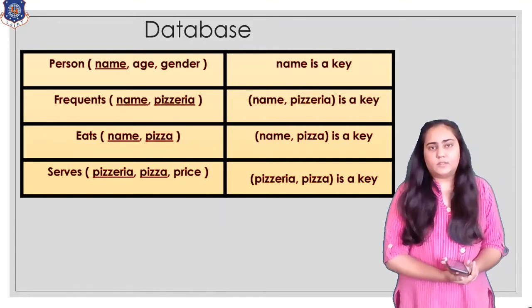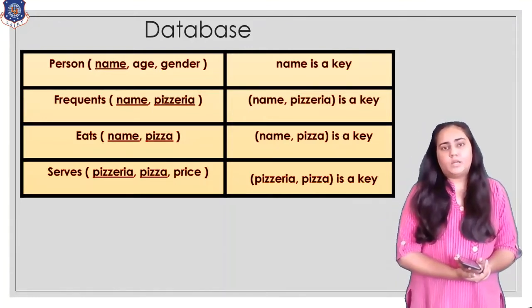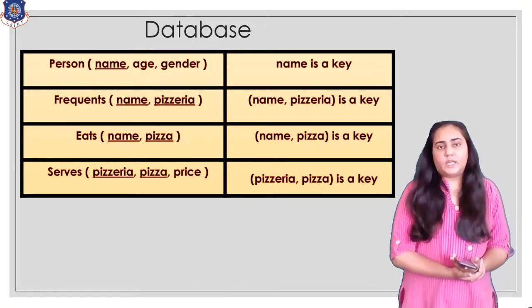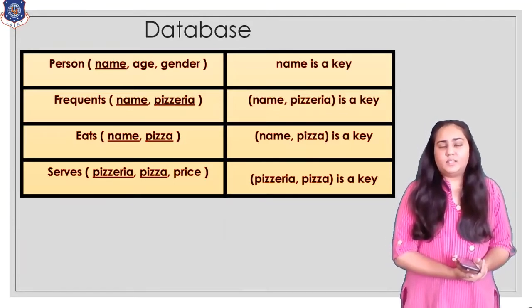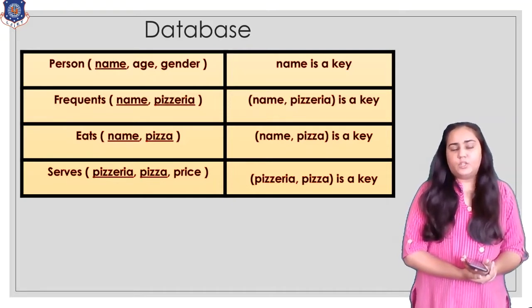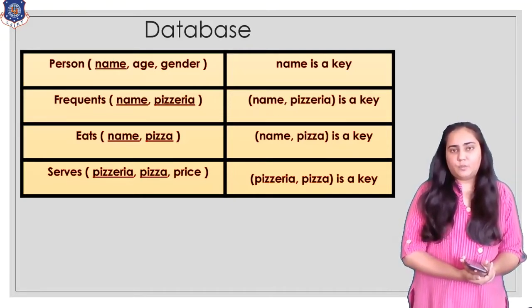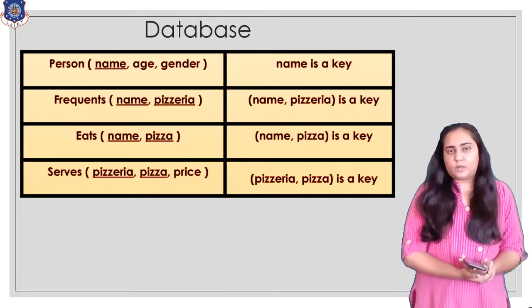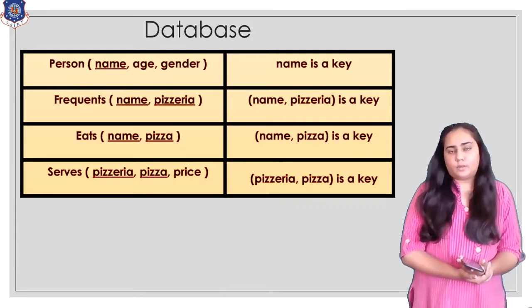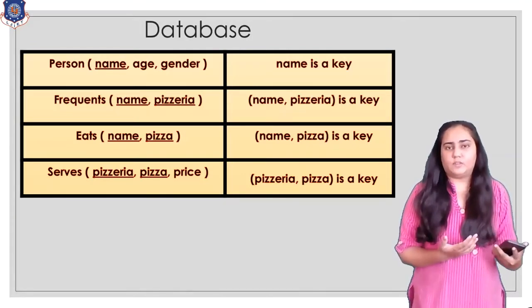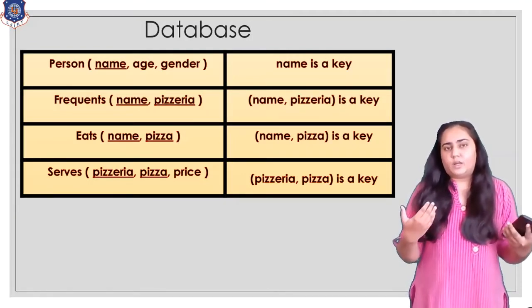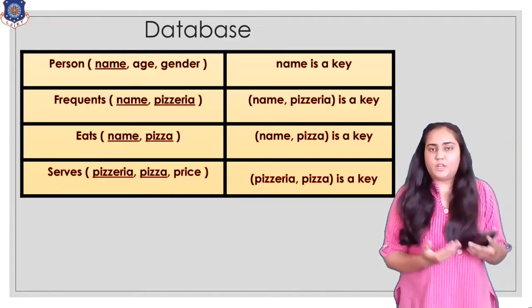This database consists of 4 tables. The first table is called person. It contains columns name, age, and gender, where name is the primary key. The next table is frequents, which contains the name of a person and the pizzeria where the person is frequently going, which means pizzeria, as we all know, is a restaurant that sells pizzas. So this is the place where a person is frequently going.